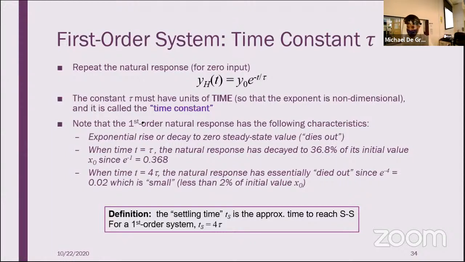Settling time is 4 tau, right? That's the idea of settling time. If you needed to calculate the settling time of your system, you need to know 4 times the time constant. Right? 4 times the time constant.